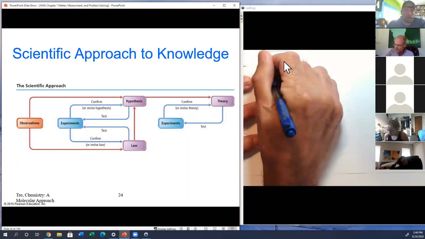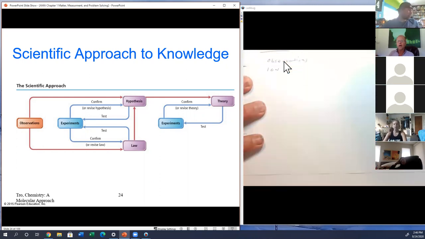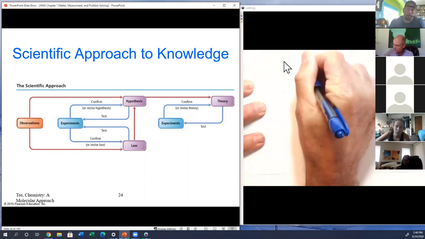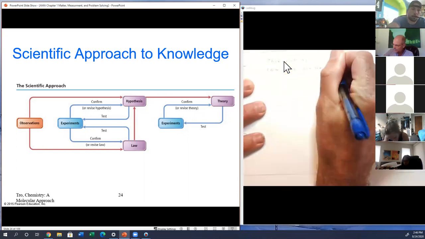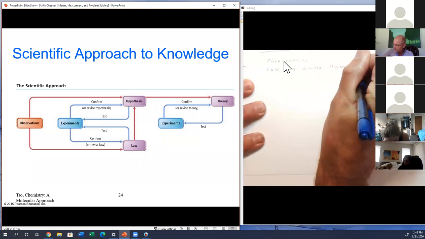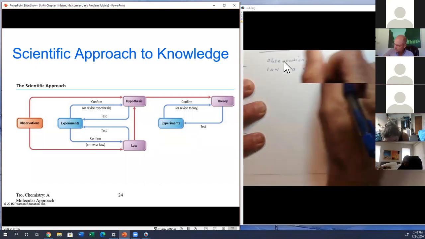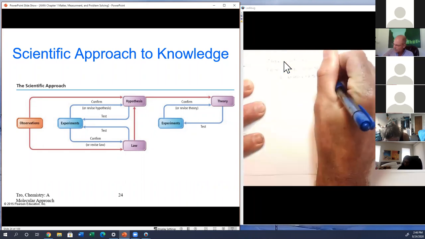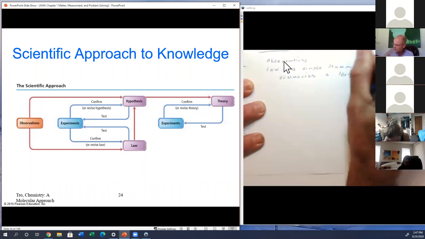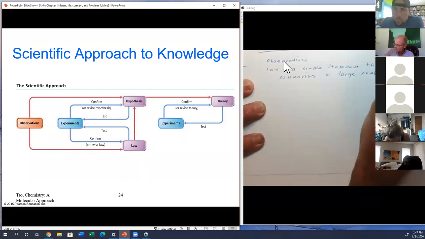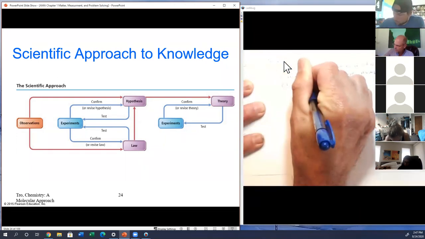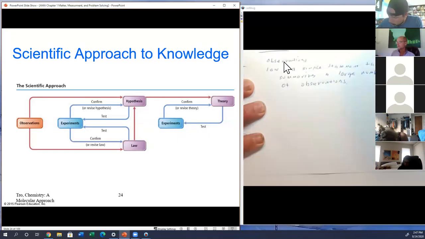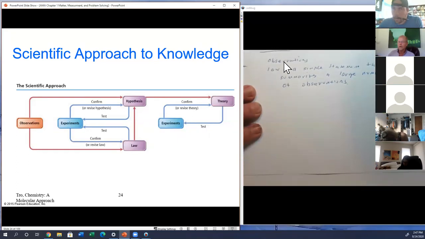A number of observations can lead to a law. A law, or scientific law, is a simple statement that summarizes a large number of observations. Okay, a simple statement that summarizes a large number of observations.